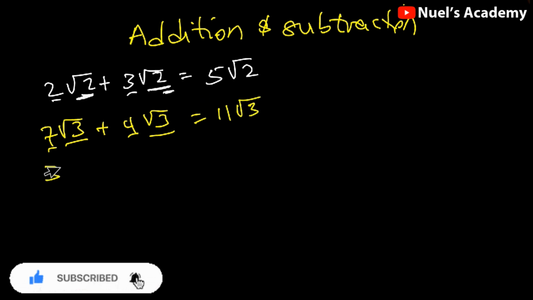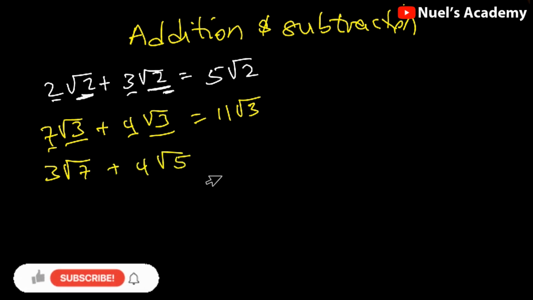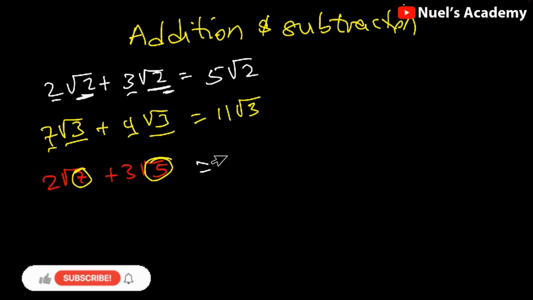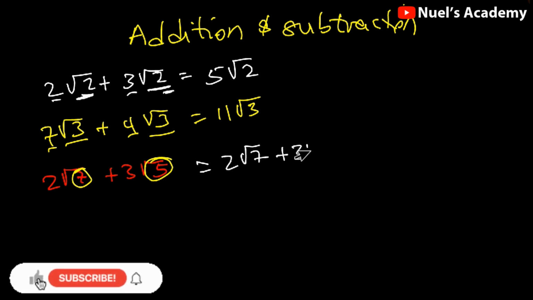So if you have 2 root 7 plus 3 root 5, can these surds be added? The answer is no, because here the radical is root 7 and here the radical is root 5. Because they have different radicals, we can't add them. So it simply equals 2 root 7 plus 3 root 5.